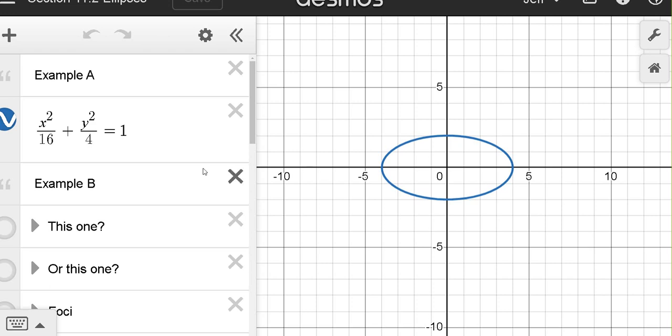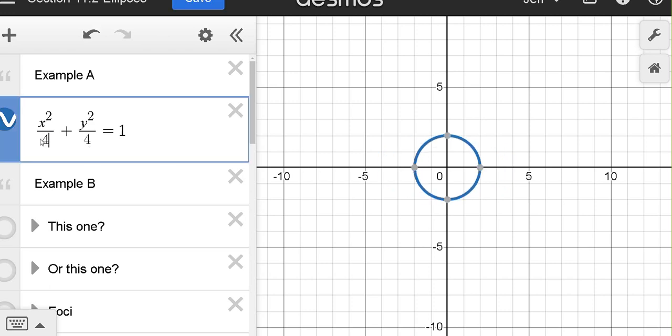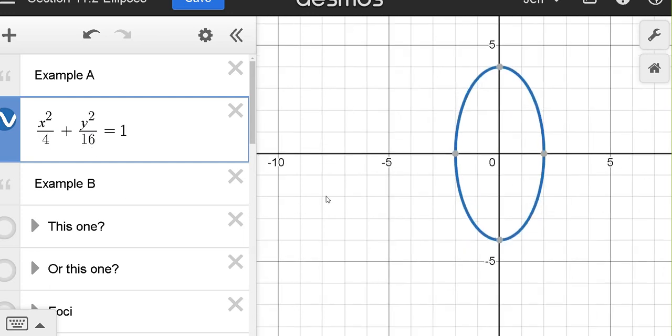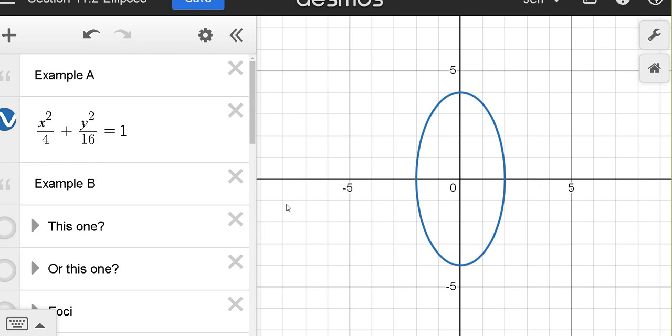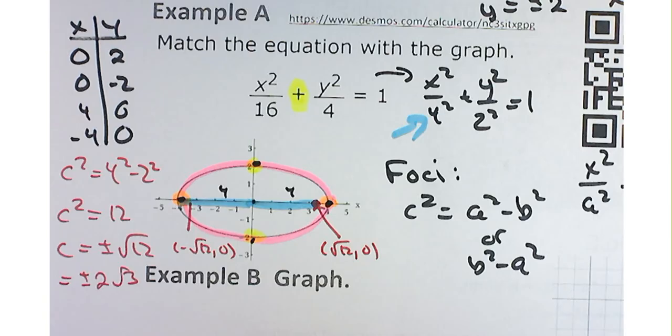There we go. So there's our first one. Going back to your question, Adam, if I interchange these, if I make that a 4 and this 16, then all of a sudden it's taller than it is wide. So the major axis is now going to be along the y-axis, and instead of moving left and right a distance of square root of 12, you're going to move up and down a square root of 12 to find the foci. So let's see. Yeah, there we go. All right, let's take a look at the next one then.